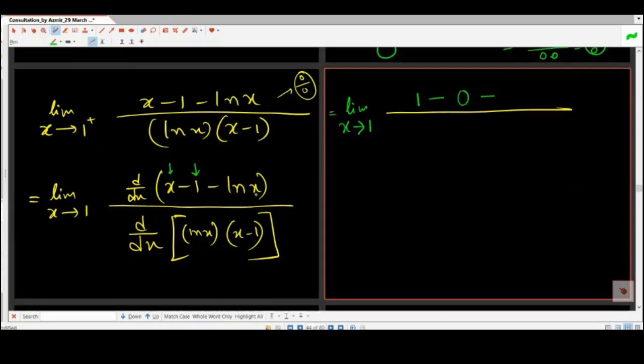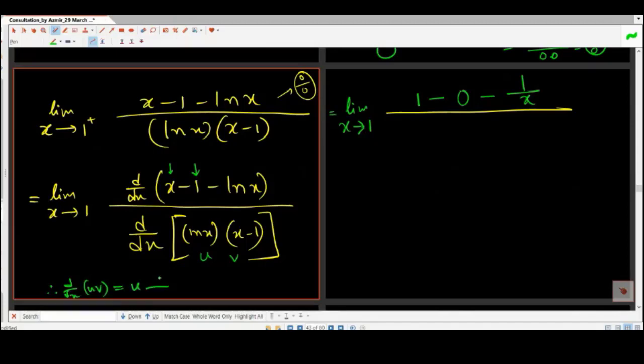Negative differentiation of natural log of x, we know it is 1 over x. So the calculation for the numerator part is done. Let's do the calculation for the denominator. So in the denominator, we have d/dx of u times v. We know that if we have d/dx of u times v, we can write u d/dx of v plus v d/dx of u. We can consider natural log of x as u and x negative 1 as v.